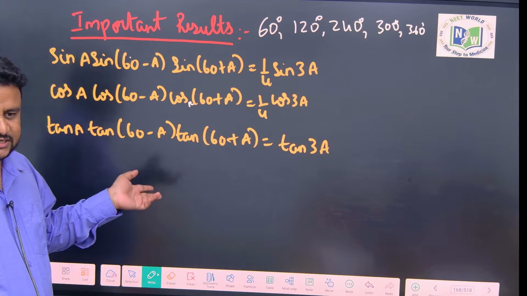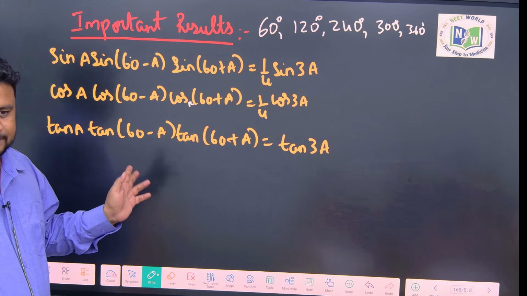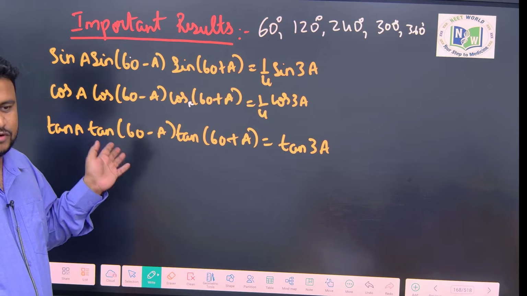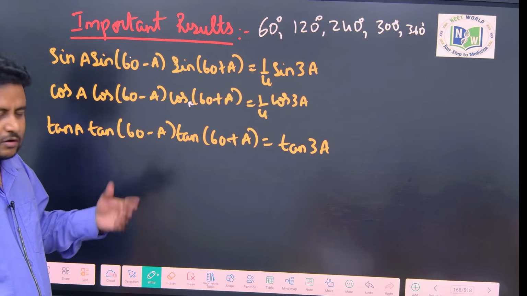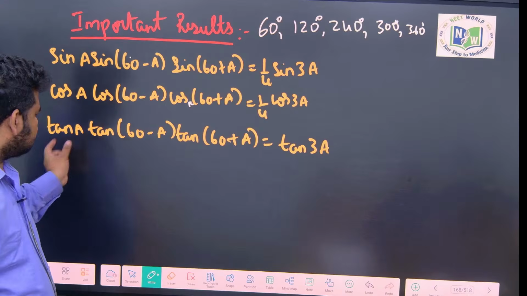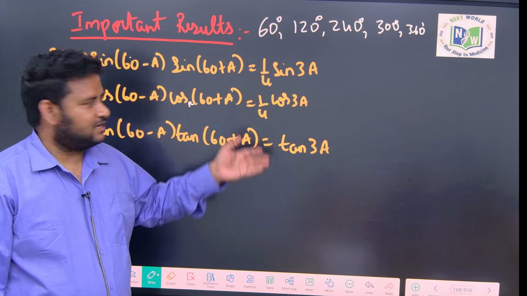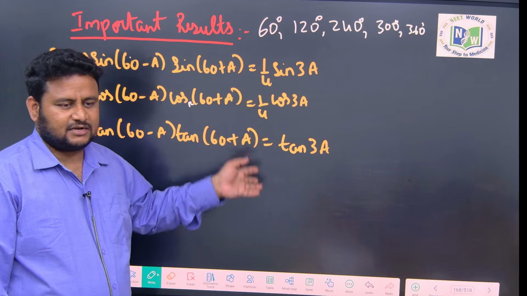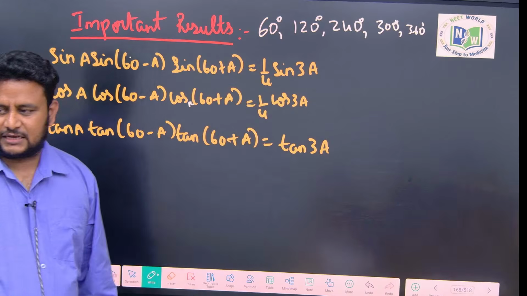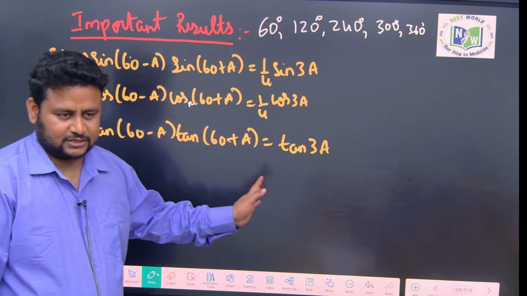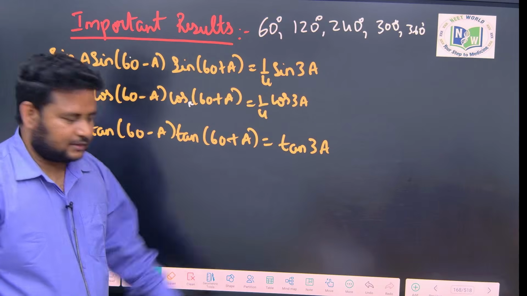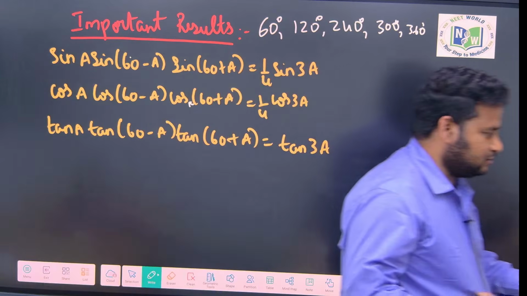So in sin and cos, it is 1 by 4 in terms of triple angle. When it comes to tan, 1 by 4 won't be there. Cot is what? Cot 3a, because again it will get cancelled. Cos 3a by sin 3a, that will be cot 3a. Understood? Now let us have a look at the question. Please write down this first.